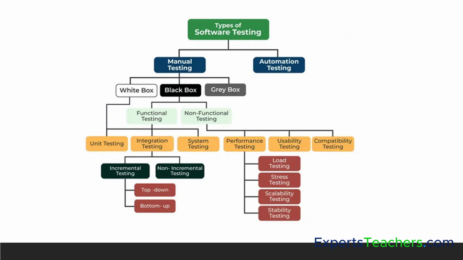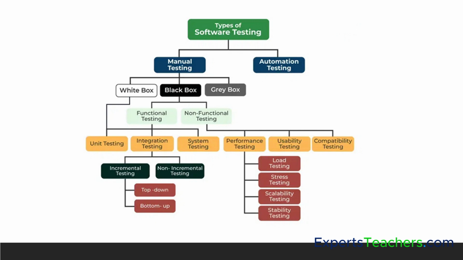Functional testing is further divided into three types: unit testing, integration testing, and system testing. In the initial stages of development, once a module has been developed by a developer, he performs unit testing for the code he has written for that module. That is called unit testing. And once it has been integrated with another module, that is called integration testing.